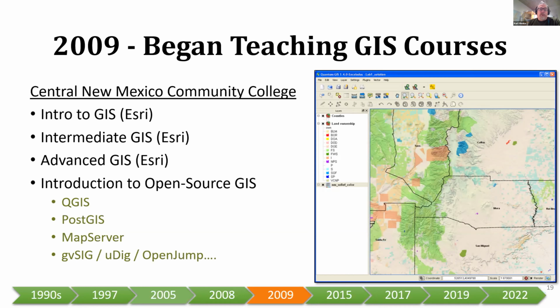And I would teach QGIS, PostGIS, MapServer, and I would even have an exercise where I would have the students choose one of another kind of competing open source desktop softwares like OpenJump or UDig or gvSIG. They would have to bring in 2 layers and complete just a very simple analysis, and then share with the class the pros and cons of that software. So the whole class got to learn about different softwares that were out there. It was fascinating.